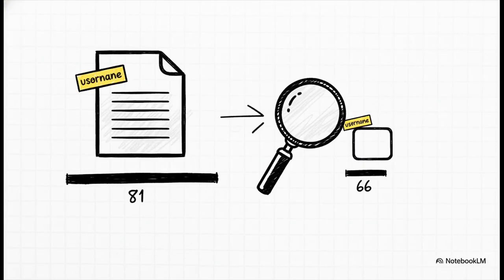So, what's a better alternative? Well, have a look at this. This is our same record, but this time encoded using MessagePack, which is kind of like a binary version of JSON. It's a bit smarter, and it shrinks the size down from 81 to 66 bytes.